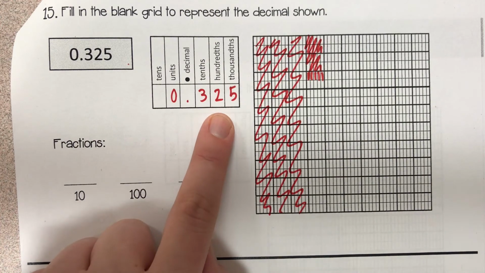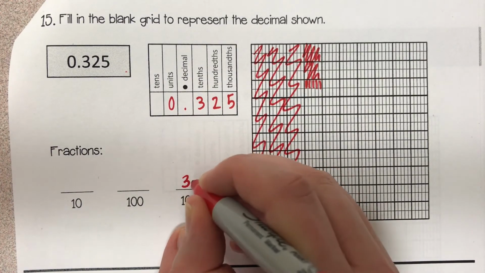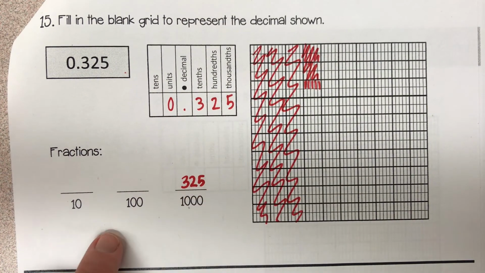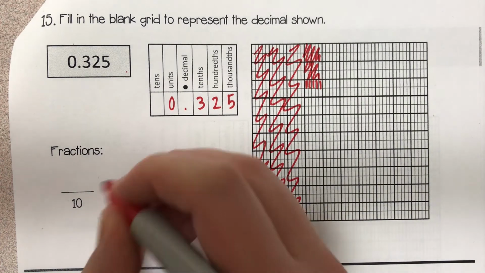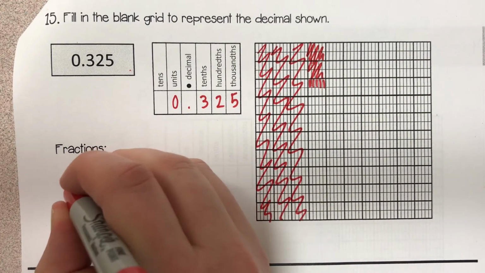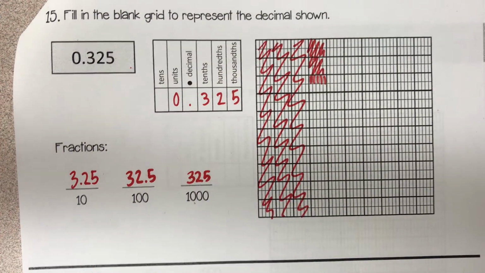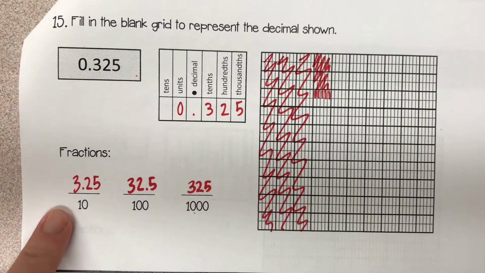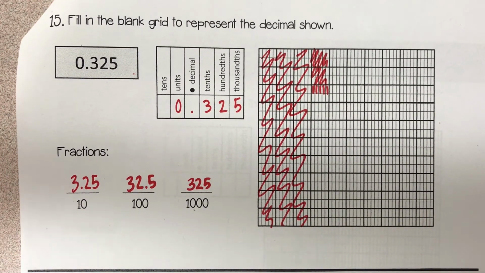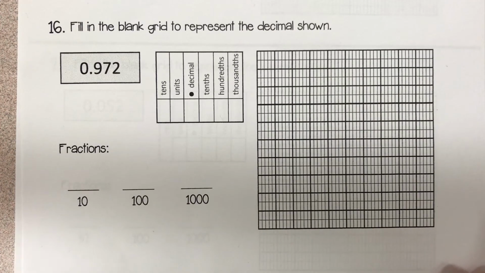325 thousandths is how we would say this decimal. So I'm going to start with it over 1,000, 325 thousandths. And then I'm going to just move my decimal place back when I go to the hundredths. So this would be 32.5, and this would be 3.25. Okay, we took notes on this in your math notebook, so if you're still a little bit shaky on this, you might want to look back at that chart we made, and I can also help you as well if you need it.